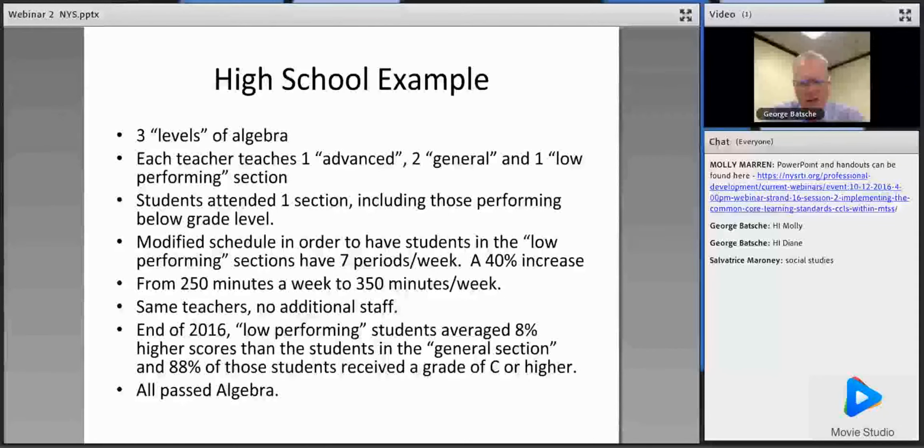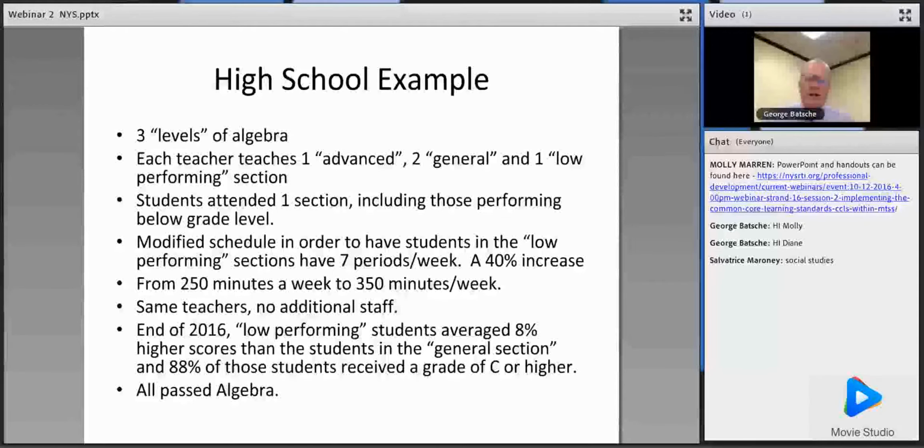I'll talk a little bit about what the teachers did somewhat differently. At the end of this last school year, in May, the students in the low performing group averaged 8% higher scores for the semester than the students in the general sections. 88% of the low performing students received a grade of C or higher, and all of them passed algebra. And they were all at risk for not passing it before.